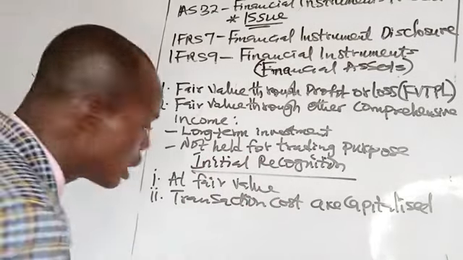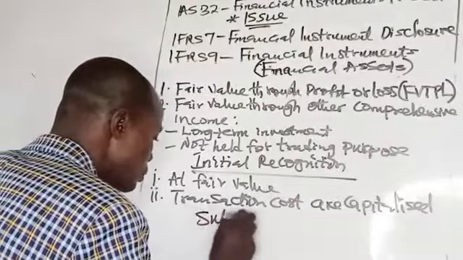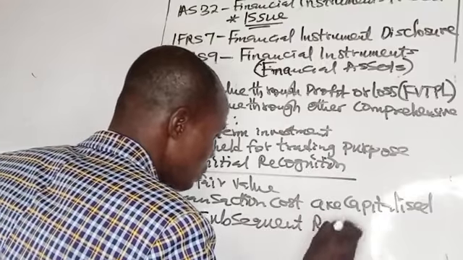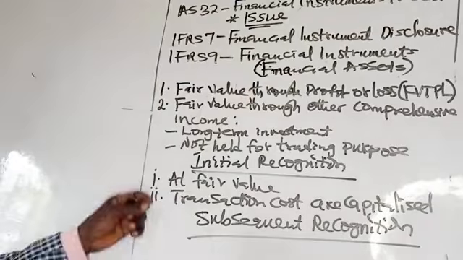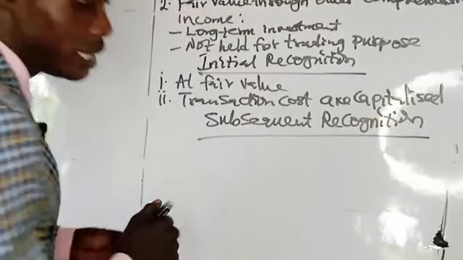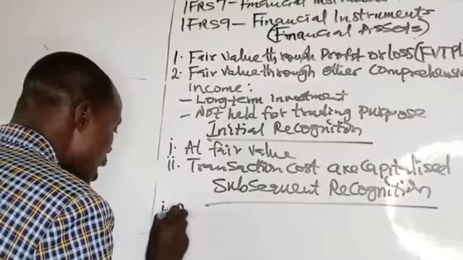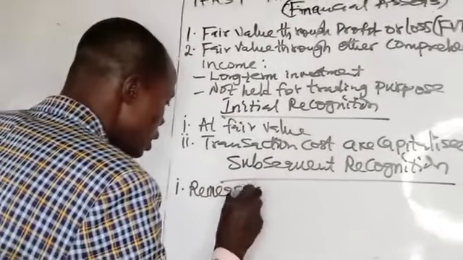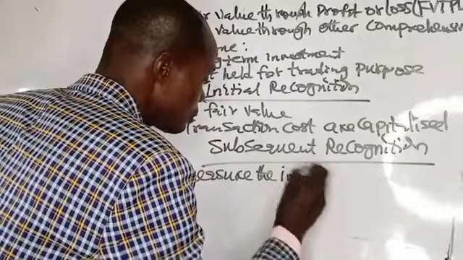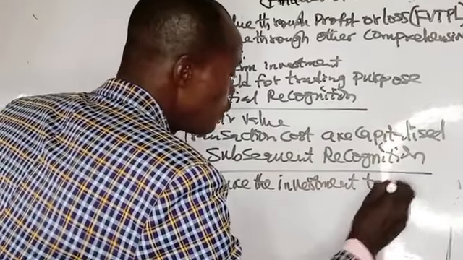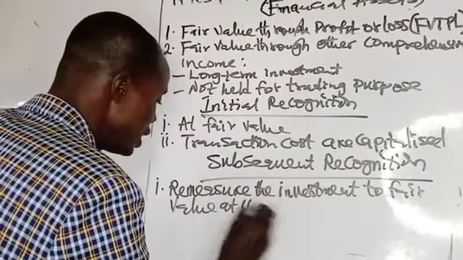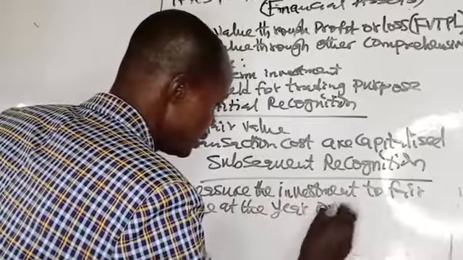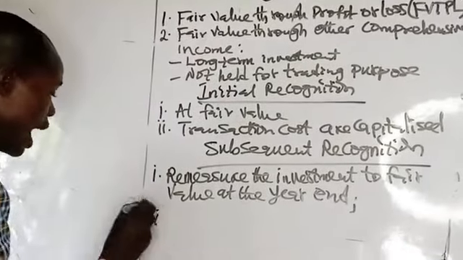Then subsequent recognition. That is at the reporting date. You remeasure the investment to fair value at the year end. Remeasure the investment to fair value at the end of the year.